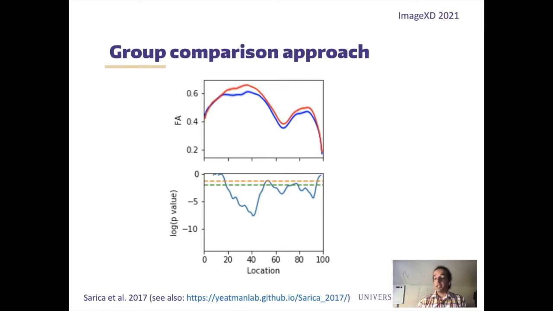ALS is a disease that attacks primary motor neurons. And so it has an effect on the physical properties of the corticospinal tract. And we can compare these groups to each other and then do an assessment of how statistically significant the difference is in different locations, and find that there are some parts of the corticospinal tract where there are significant differences between these groups.